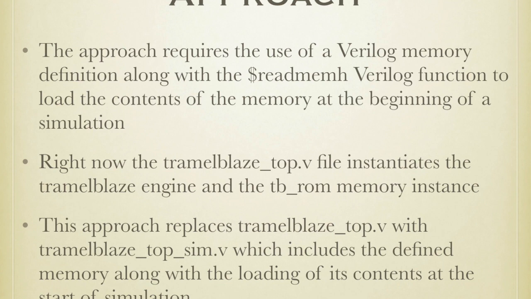What that means is that you're going to have to go into your Vivado tool, to go into your project. You're going to remove the TramelBlaze top from the project. Don't delete it, just remove it. Then you want to add TramelBlaze top sim. That will then allow you to take advantage of this rapid development cycle.